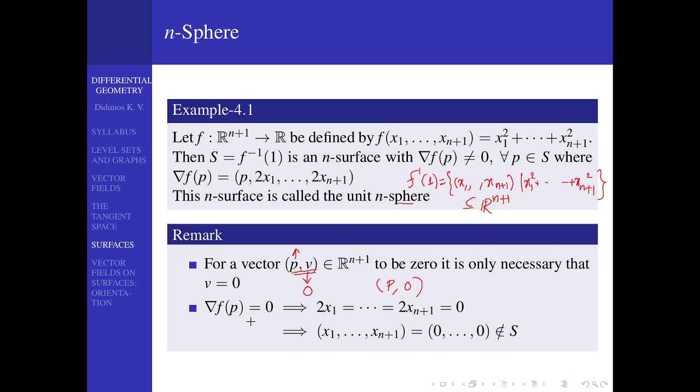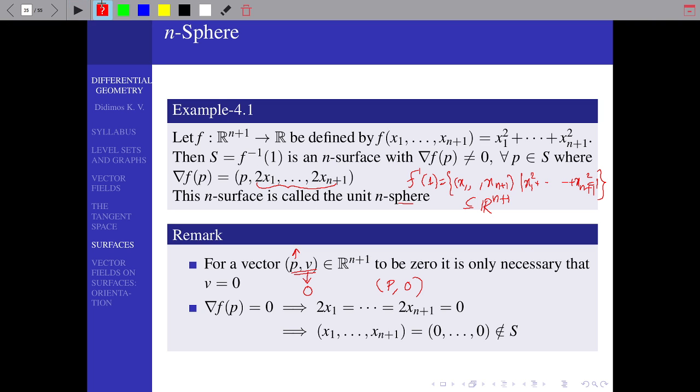This is enough. Now del f(p) equal to 0 means this vector part is 0, which means each coordinate should be 0. If each coordinate is 0, that can never be an element of S, because on the surface the sum of the squares of these is equal to 1. So we can never say that this is an element of S. So for every element of S this vector part is never 0, hence del f(p) is non-zero for every p belonging to S, and hence this is an n-surface.